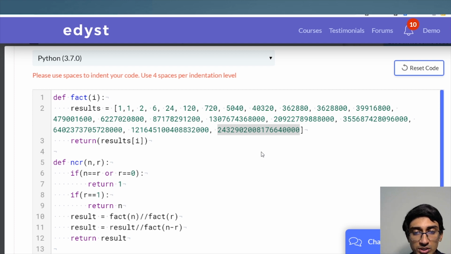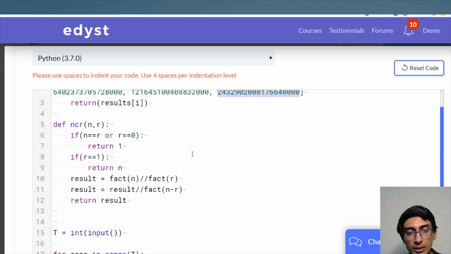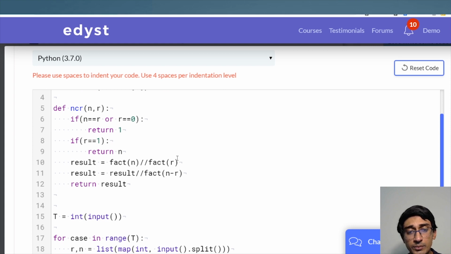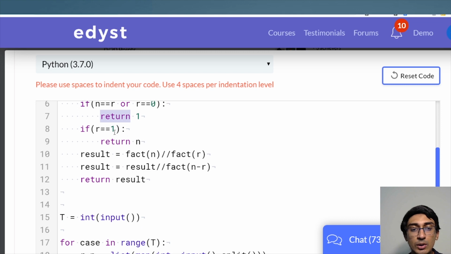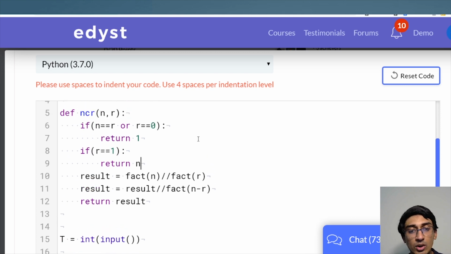Right now, this is how I've calculated NCR. Again, a little bit of optimization. If n is equal to r, or r equal to 0, like 10C10 or 10C0, both of those cases it's 1. Don't even bother doing anything, right? Otherwise, if r equal to 1, then return n. 10C1 will always be 10, right? So if r is 1, then don't even bother doing this. You will just return 10 over there.